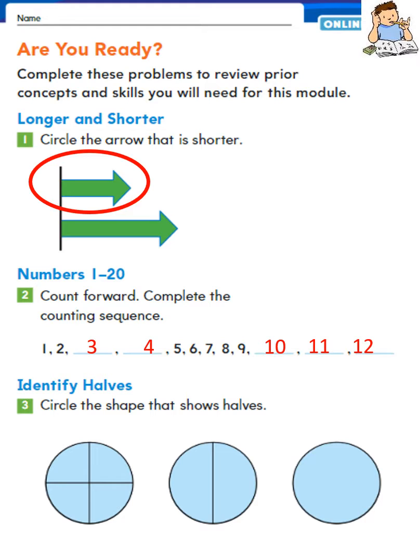Let's look at number 3. And number 3, we're going to circle the shape that shows halves. Now let's remember what we learned in Module 16. Halves should have 2 parts. Which one of these shapes has 2 parts? Super. Let's circle the middle one that shows halves. Awesome. Great job. Let's keep going.